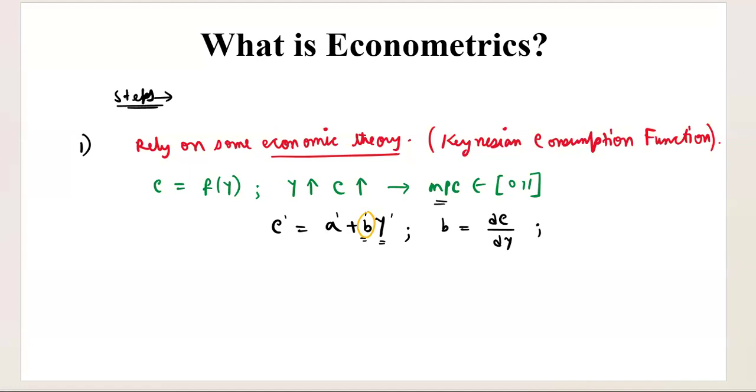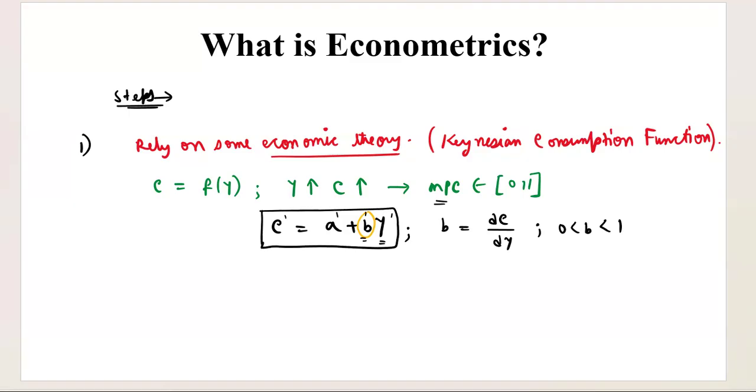DCDY, and according to Keynes, this B should strictly lie in between 0 and 1. Let me write it down: 0 less than B less than 1, right? So this is all that is known to us before going into any calculation.